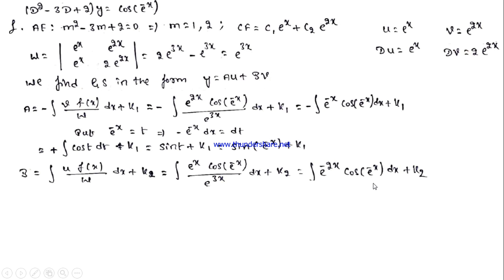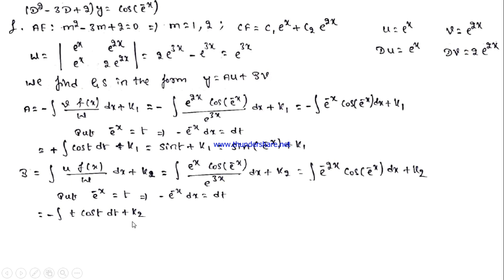E power minus x equal to t is taken here. So e power minus x equal to t, so minus e power minus x dx equal to dt for us. So e power minus x dx becomes minus dt. So in this e power minus 2x, I got e power minus x into e power minus x. One e power minus x is taken with this dx to write dt. Okay, so that is what this dt is. And one e power minus x is left out, that is nothing but t cos t dt plus k2.